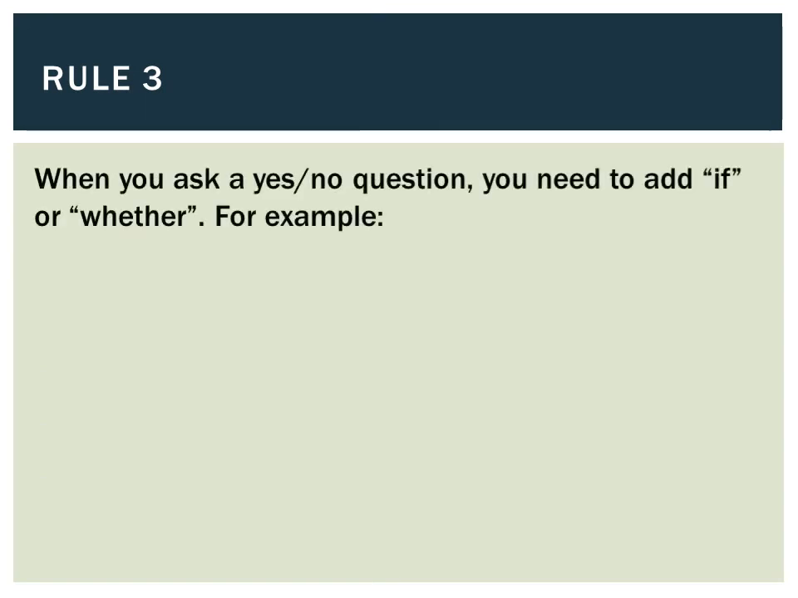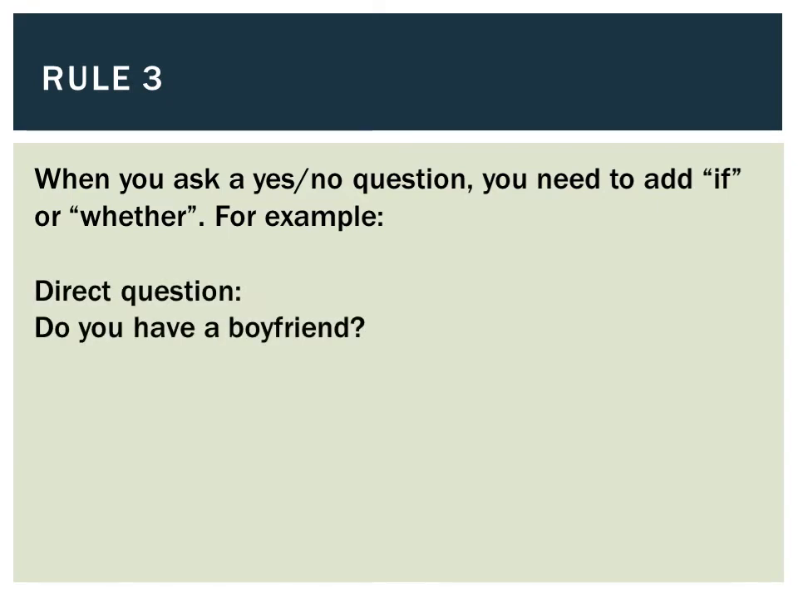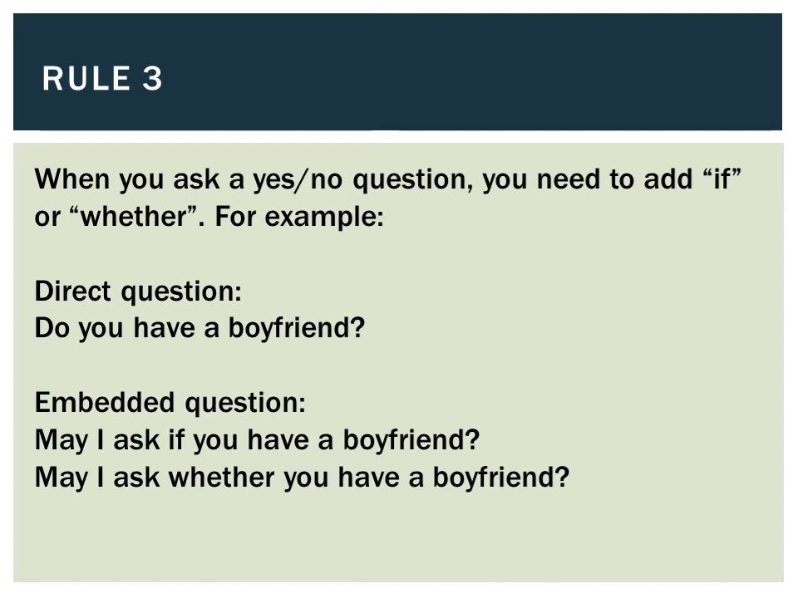Rule number 3. When you ask a yes or no question, you need to add if or whether. For example, do you have a boyfriend? The embedded question is, may I ask if you have a boyfriend, or may I ask whether you have a boyfriend?